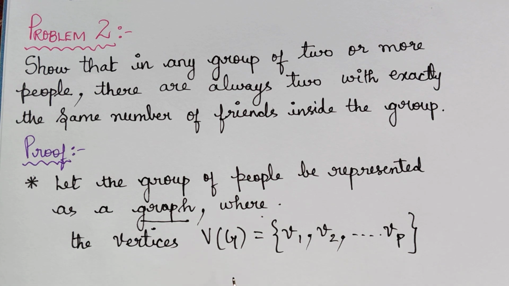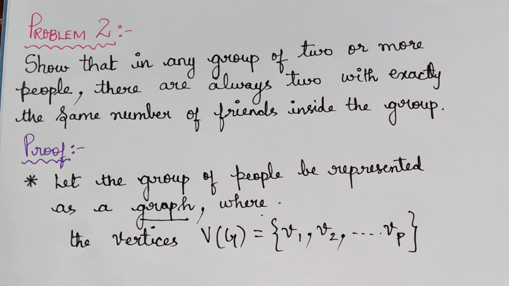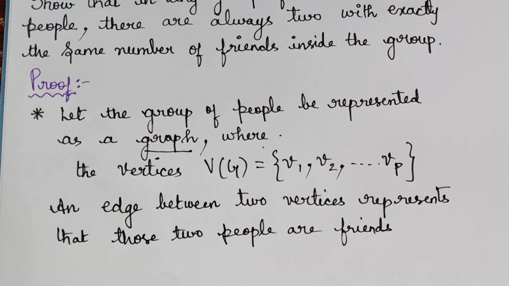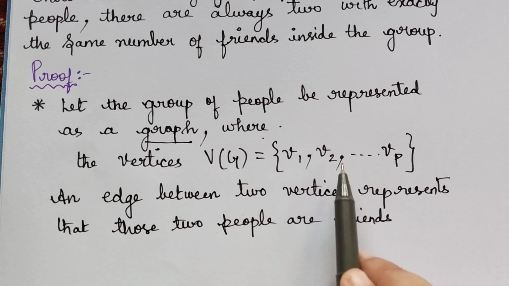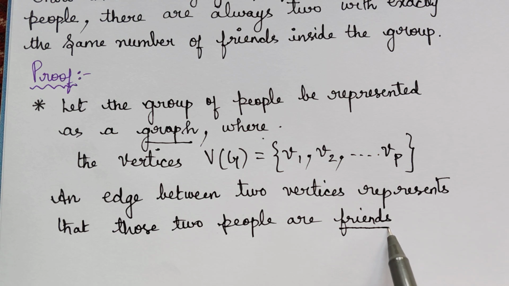And what will be the edge? An edge will represent that those two people are friends. That is, it will show the relationship between the people who are friends with one another. So an edge between two vertices represents that those two people are friends. If they have a friendship, it is represented as an edge.